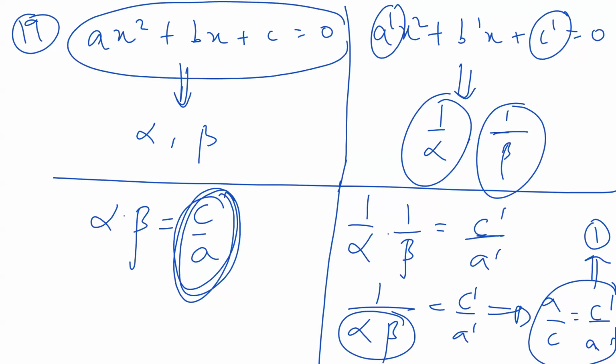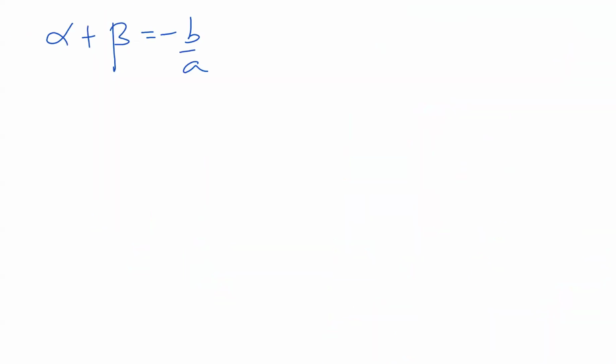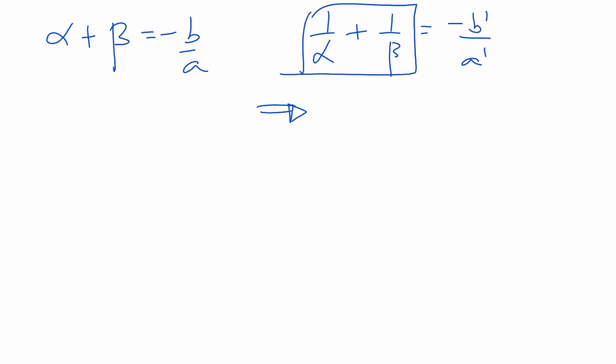Now second condition. Alpha plus beta is minus b by a. This is as per the roots of the first quadratic equation. Okay, the second quadratic equation has roots 1 upon alpha and 1 upon beta. So the sum of these roots will be minus b' upon a', because in the second quadratic equation a, b, c are a', b', c'. Now here you take LCM. Alpha plus beta upon alpha beta is equal to minus b' upon a'.